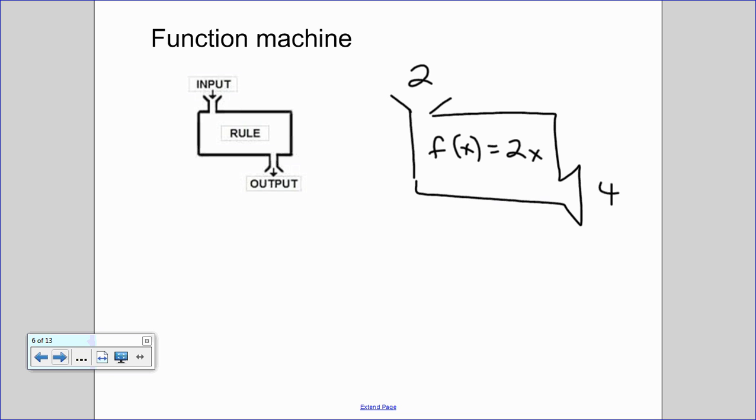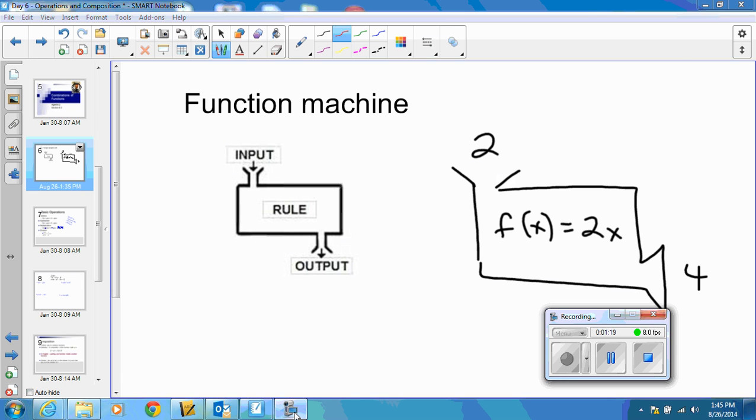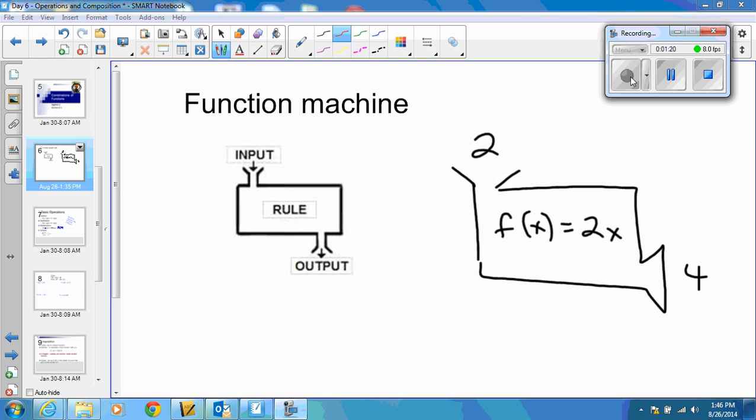So let's plug a number in. Let's say that I plug in 3. All right, so I can plug a number in. Let's say I want to plug in 3. Notice that output turns into 6. I could even plug in a -2, and that output becomes -4.